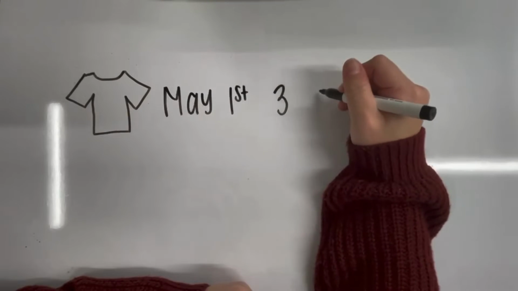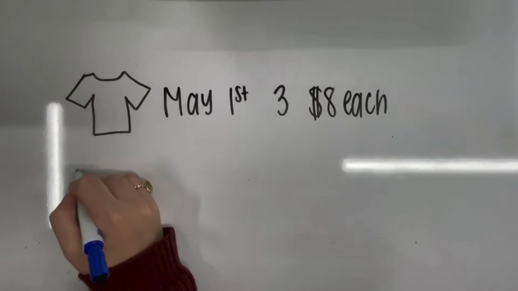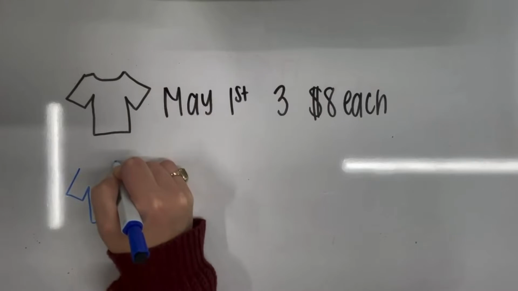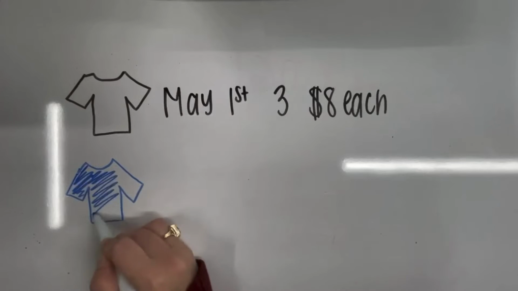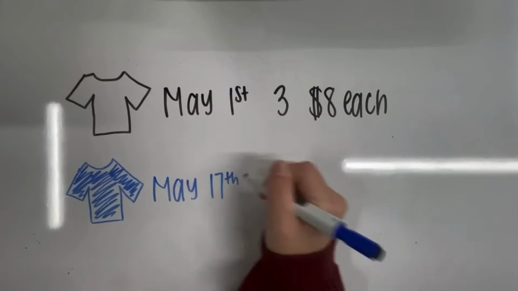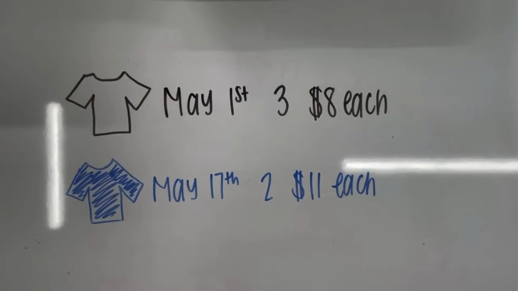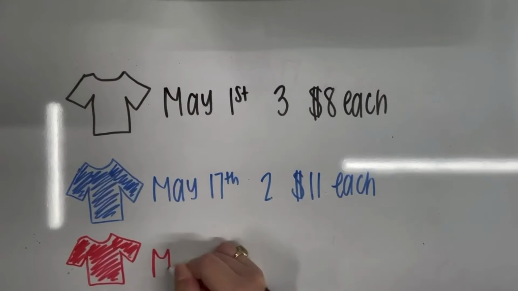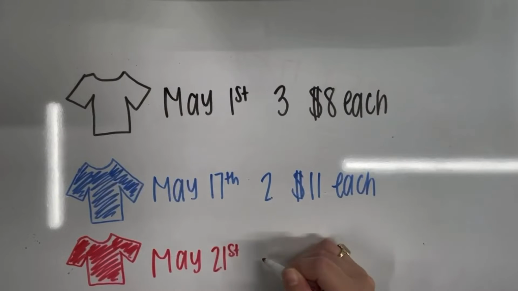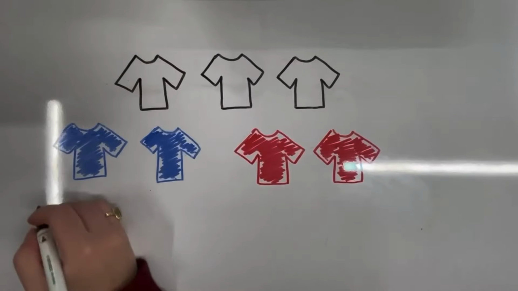On May 1st, you purchased 3 white shirts for $8 each. On May 17th, you purchased 2 blue shirts for $11 each. And on May 21st, you purchased 2 red shirts for $15 each. The total cost of goods available for each of these will be $24 for white, $22 for blue, and $30 for red.